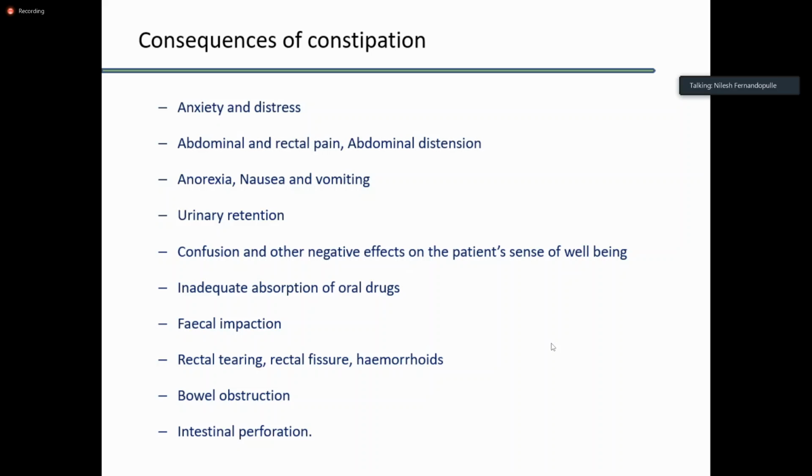Old people become confused. They can have inadequate absorption of drugs. They can have fecal infection, rectal tearing, rectal fissures, hemorrhoids, bowel obstruction, perforation. So lots of things can occur due to constipation. You have to be aware of the effects of constipation, because sometimes it might seem completely unrelated, like anorexia. You might not think that constipation causes loss of appetite, but actually it's a simple association. A simple thing will help relieve the patient's symptoms.